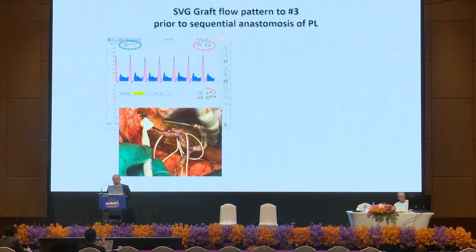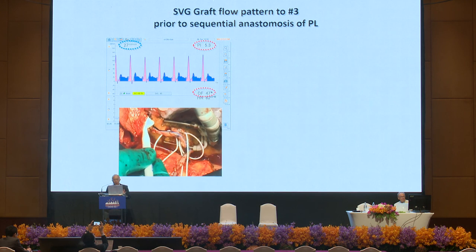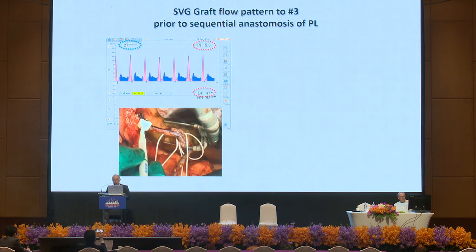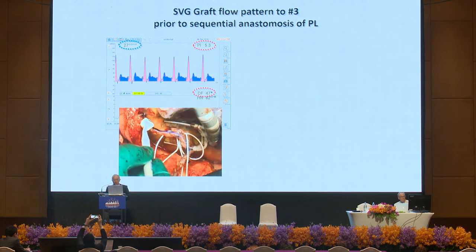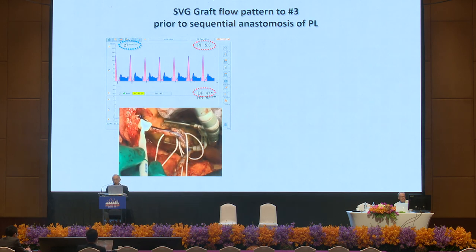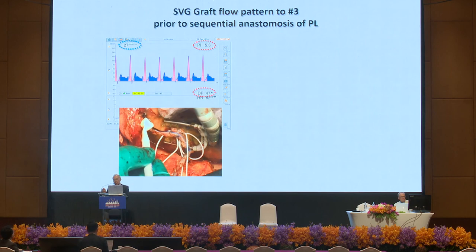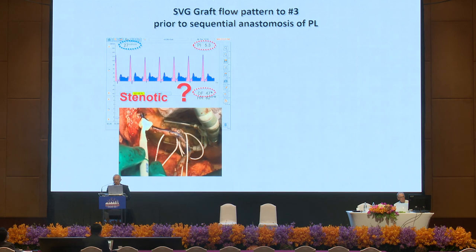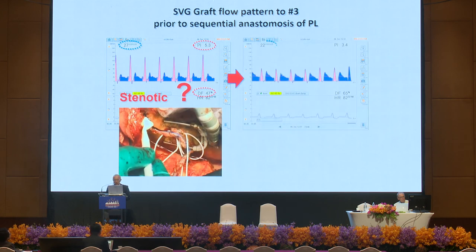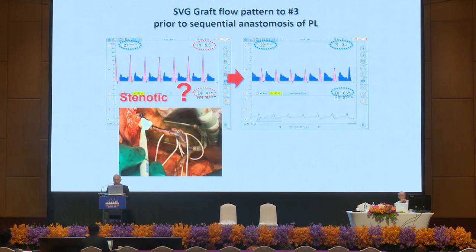So how do you think about this kind of typical case? I anastomosed a saphenous vein graft to the right coronary artery, segment 3. The flow was 27 milliliters per minute. I had already anastomosed the proximal part, but I wanted to make a second sequential anastomosis. I left some part of the saphenous vein graft and clamped at the end of the saphenous vein. But the PI was 5.3. PI 5.3 is not acceptable, so maybe it's stenotic or not. So I changed it a little bit for the measurement. Then PI returned to 3.4. It's satisfactory.